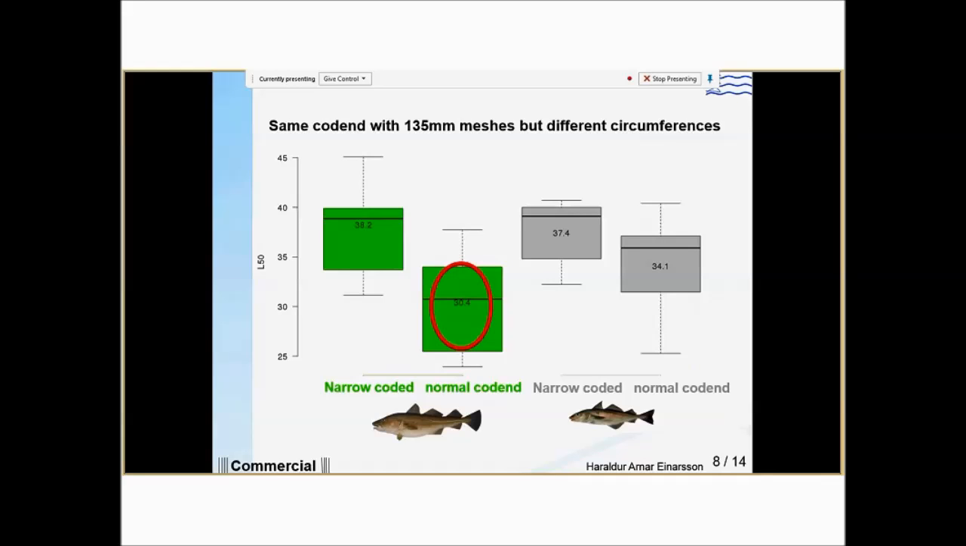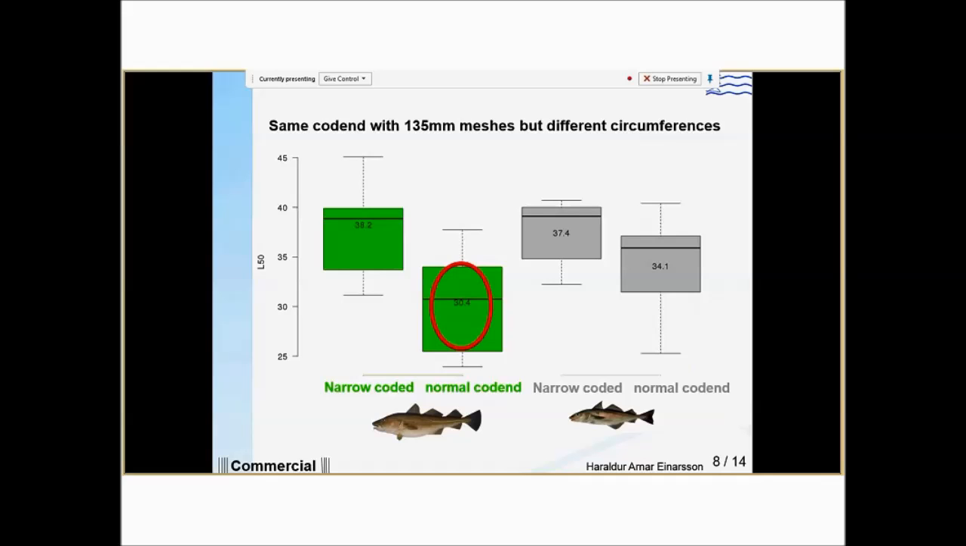But the selectivity in this commercial ship with a normal commercial trawl, with a widely used codend, was with selectivity in cod 30.4. It is extremely low. It's almost no fish escaping this trawl. And we were wondering what the heck was going on here. This is not normal. This is not like we want to have it.